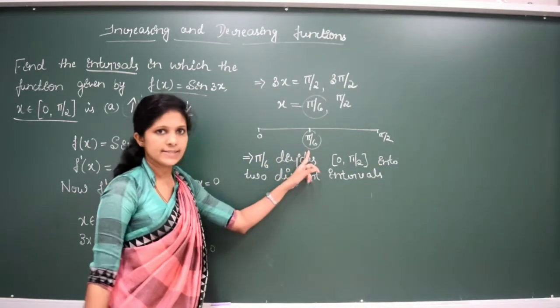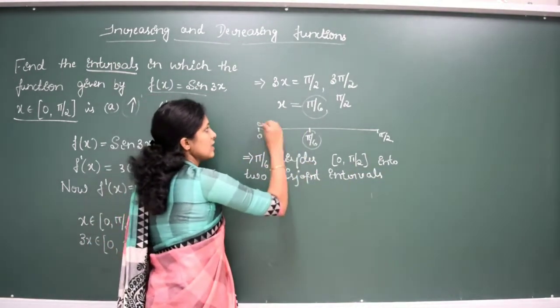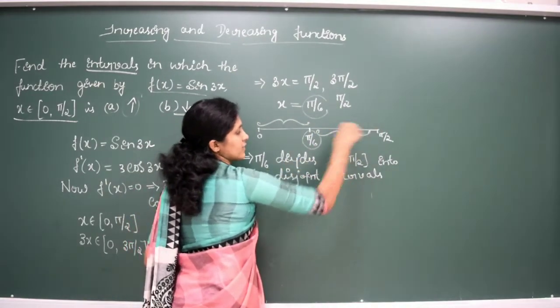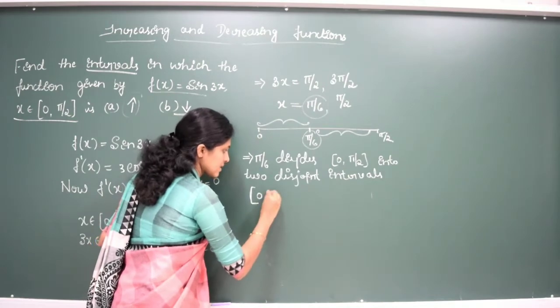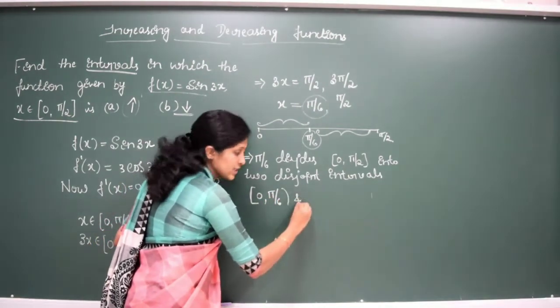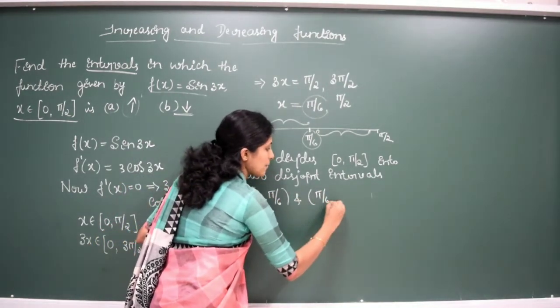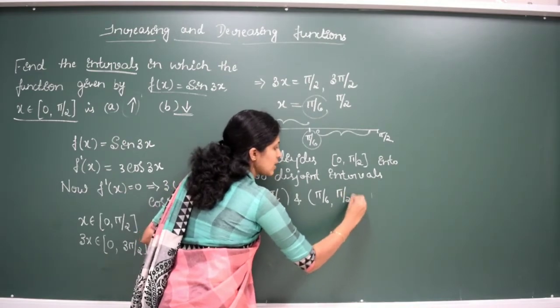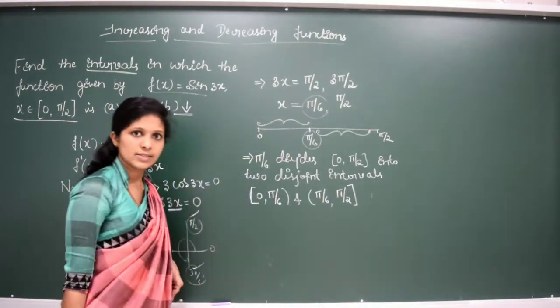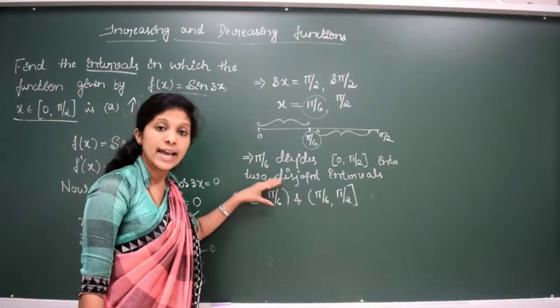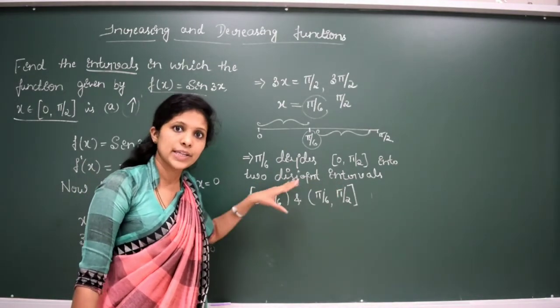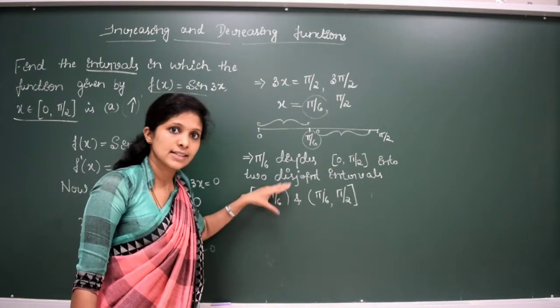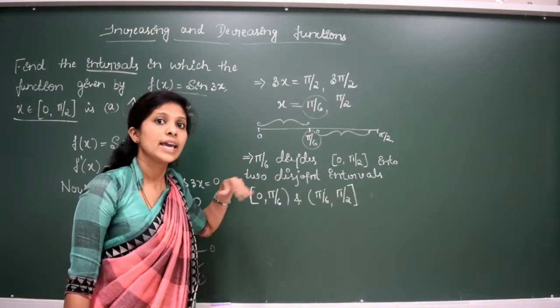Now, so pi by 6 divides, right? One is this interval and another one is this interval. So we can write this as 0 to pi by 6 and another one is pi by 6 to pi by 2. Is it clear? So now here we got the two intervals. Now you have to check where the function is increasing and where it is decreasing. If f'(x) is greater than 0, then the function will be increasing.